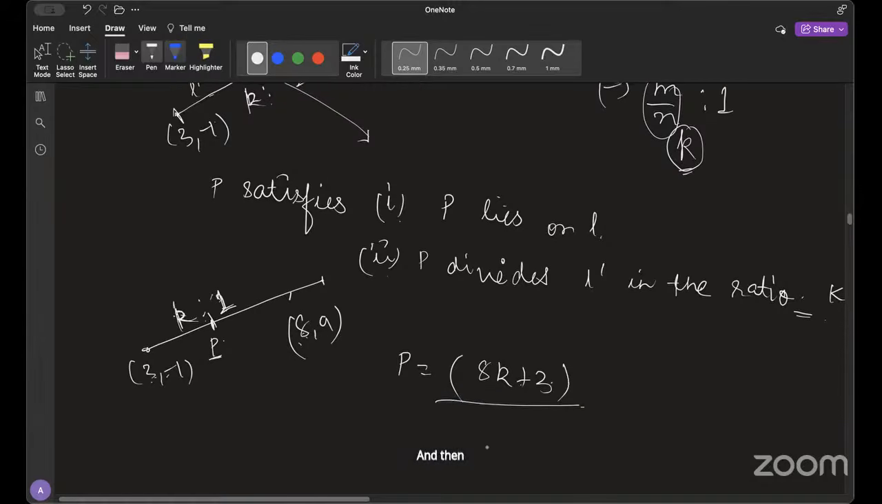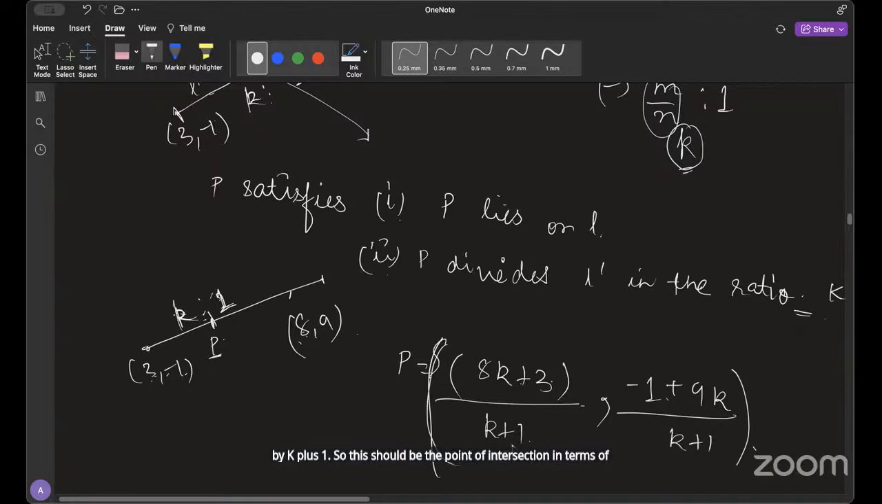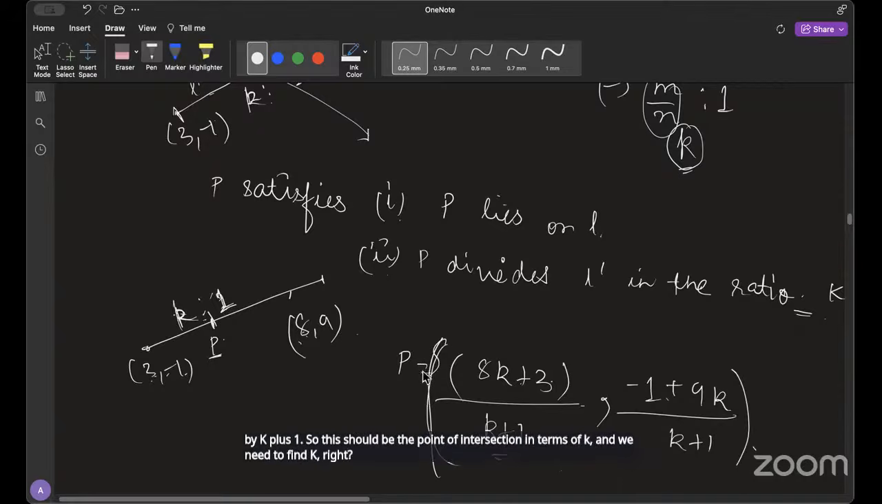And then you divide this thing by K plus 1, right? So this should be the x coordinate. And the y coordinate should be 1 into minus 1, so it's minus 1, and K into 9. So it should be 9K by K plus 1. So this should be the point of intersection in terms of K. And we need to find K, right? That's our aim.